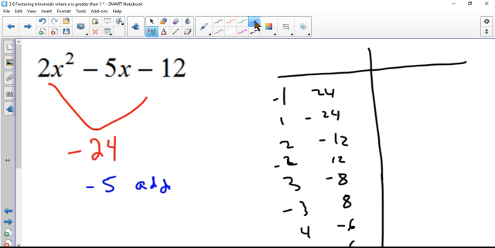So now we've got to find all the sums of these. We've got 23, minus 23, minus 10, plus 10, minus 5, plus 5. Oh, we wanted a minus 5, so our answer is here.